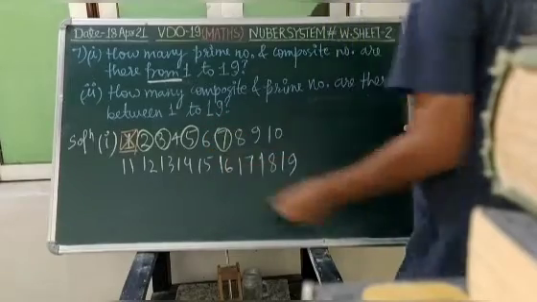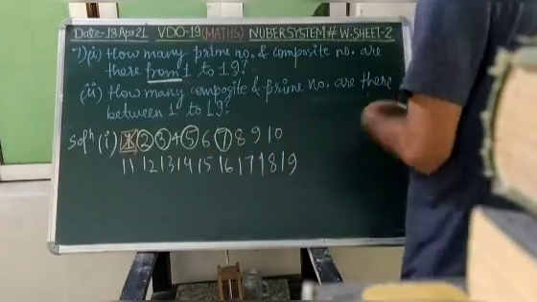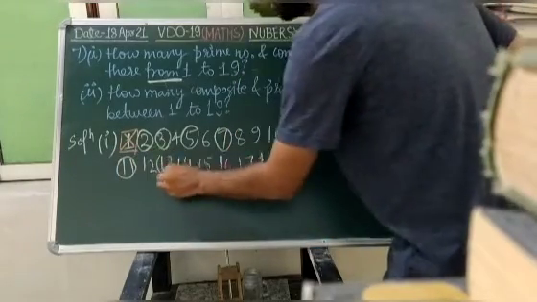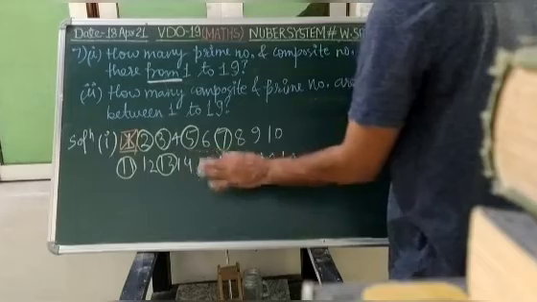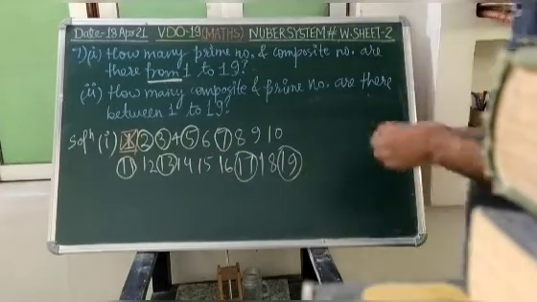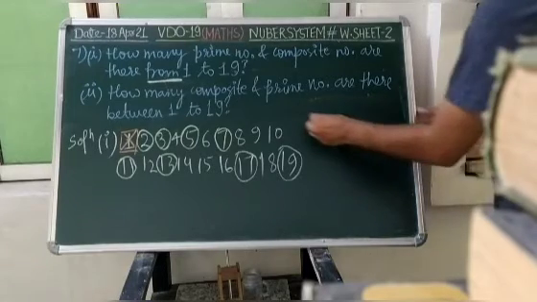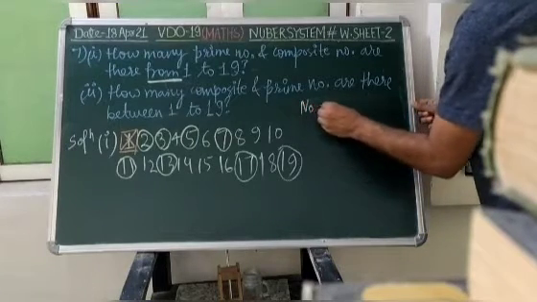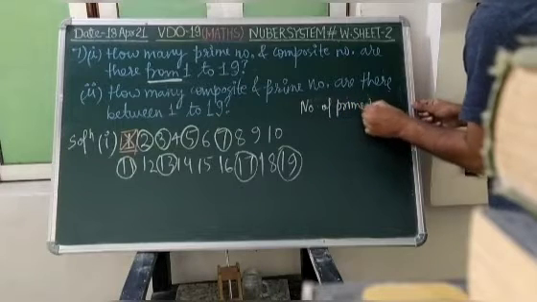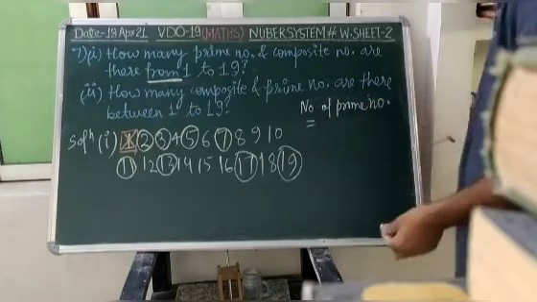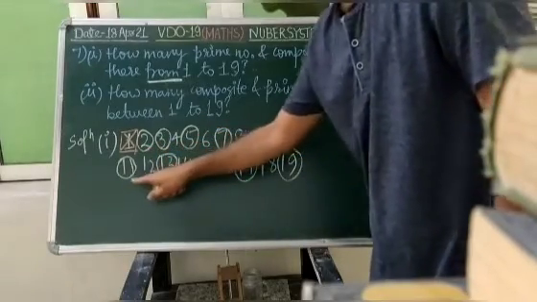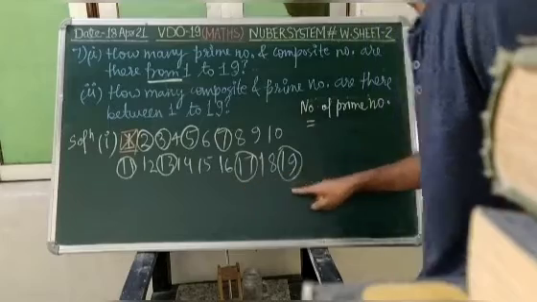7 is also your prime number. 8, 9, 10 will not be prime numbers. 11 will be your prime number. 13 will be your prime number. 14, 15, 16 are not prime. 17 will be your prime number. 19 will be your prime number. So the number of prime numbers coming is 1, 2, 3, 4, 5, 6, 7 and 8.